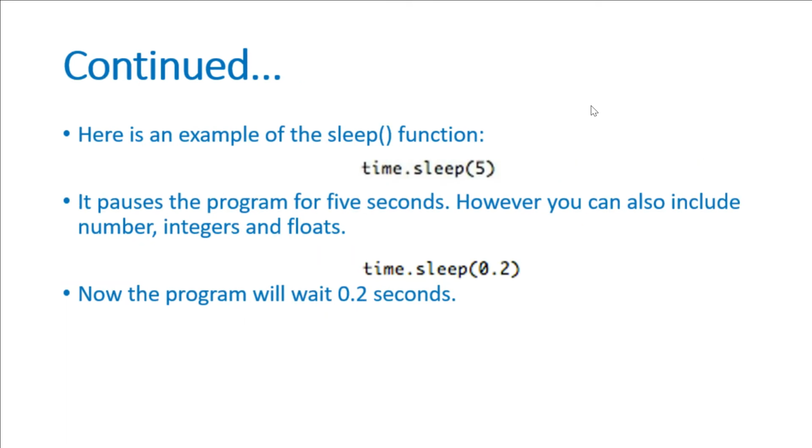Here is an example of the sleep function. As you saw, I wrote that in time.sleep, here we go. So it pauses the program for 5 seconds, however you can also include numbers, integers and floats, as I did before, 0.2. Now the program will wait 0.2 seconds rather than 5.